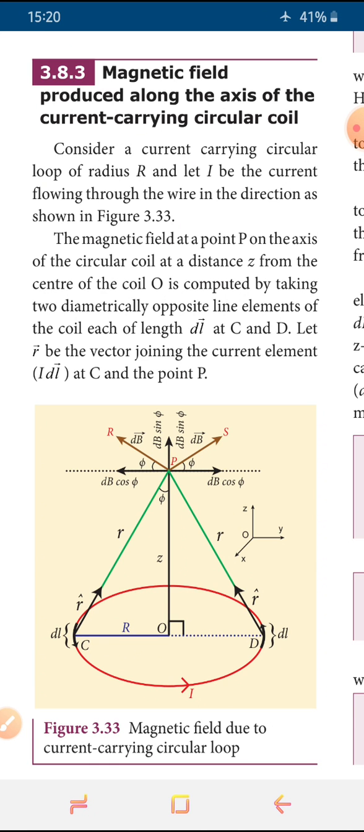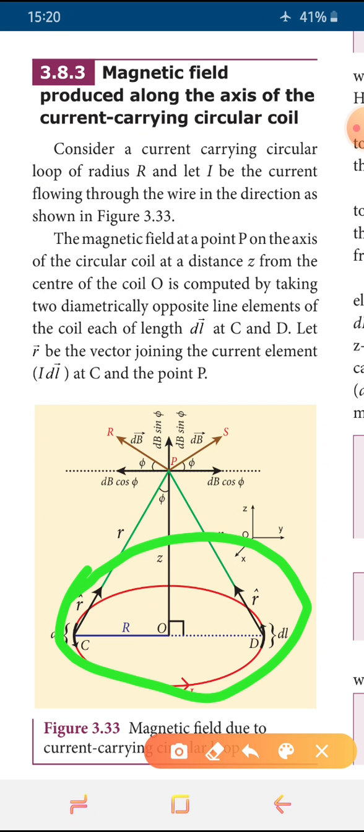First look at figure 3.33. In this figure 3.33, this red color circle is the turns of the coil. We can have any number of turns of the coil. For explanation, first we will take a single turn of the coil. This red color circle is the current carrying circular coil.